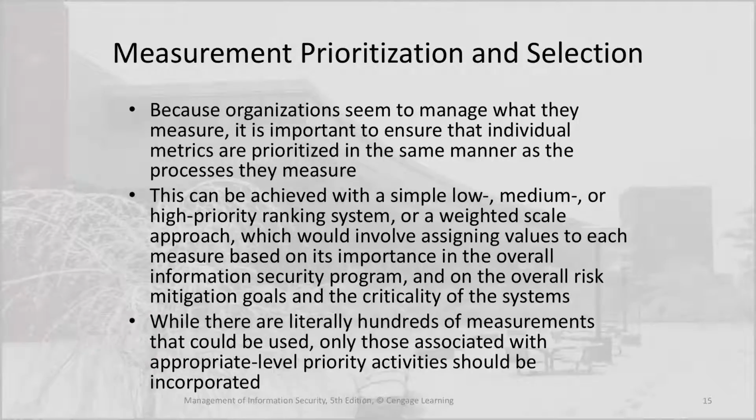Because organizations seem to manage what they measure, it is important to ensure that individual metrics are prioritized in the same manner as the processes they measure. This can be achieved with a simple low, medium, or high priority ranking system, or a weighted scale approach, which would involve assigning values to each measure based on its importance in the overall information security program, and on the overall risk mitigation goals and the criticality of the systems. While there are literally hundreds of measurements that could be used, only those associated with appropriate level priority activities should be incorporated.